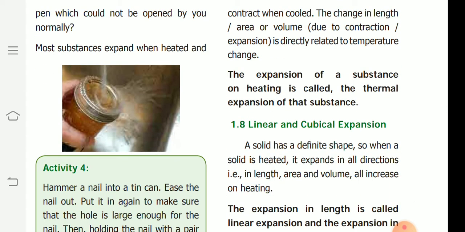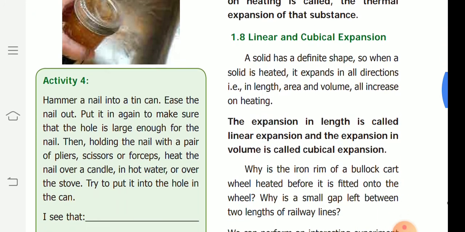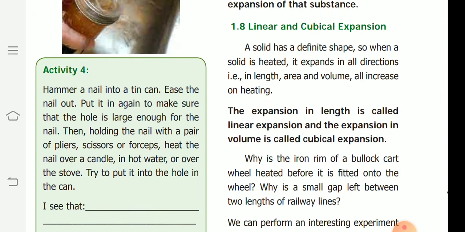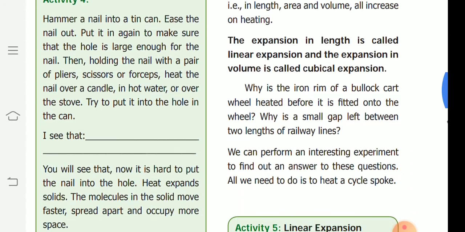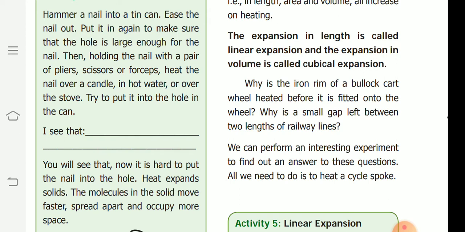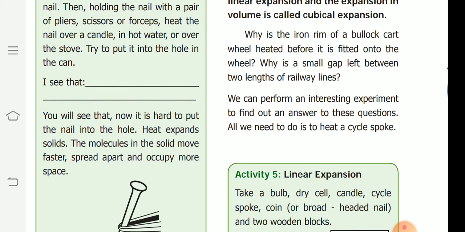Next one, linear and cubical expansion. A solid has a definite shape, we know. So when a solid is heated, it expands in all directions. That is, length, area and volume all increase on heating. The expansion in length is called linear expansion, and the expansion in volume is called cubical expansion.